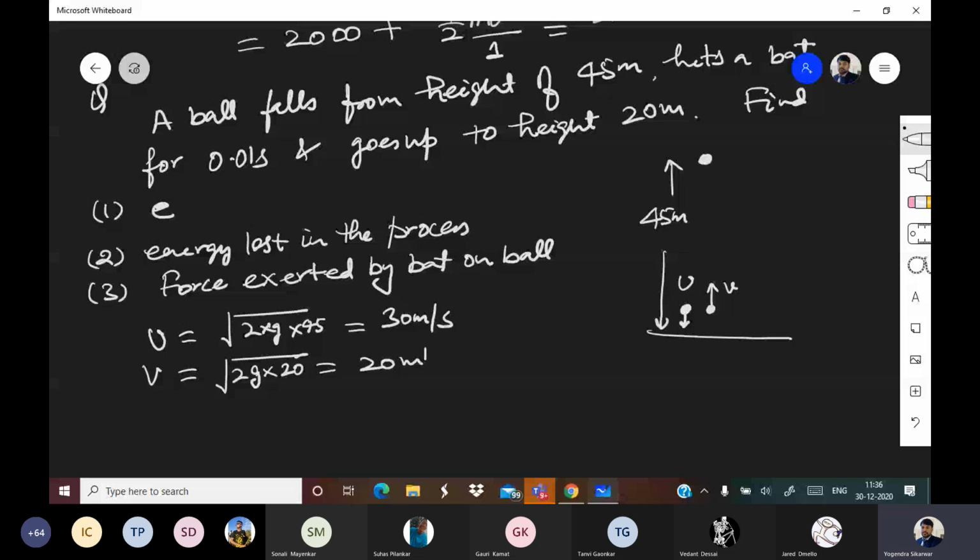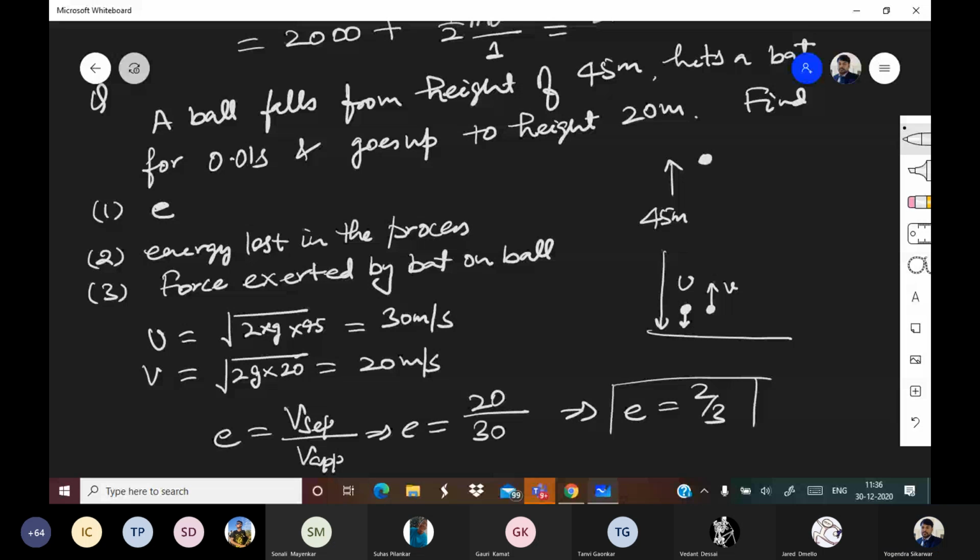Okay, so E is equal to velocity of separation upon velocity of approach. So E comes out to be velocity of separation is 20 upon velocity of approach is 30. So E is 2 by 3. That's what many of you easily solved. E comes out to be 2 by 3. That is one part of the question.